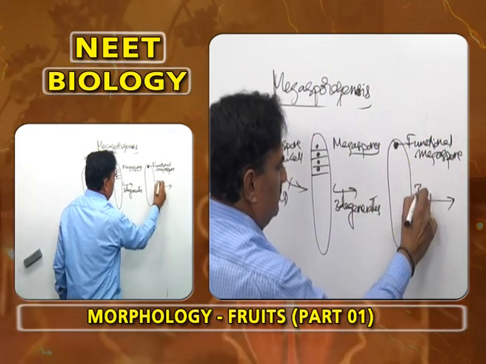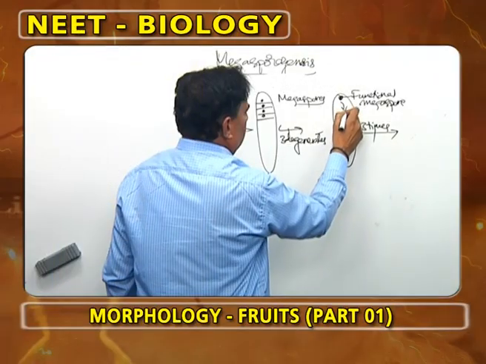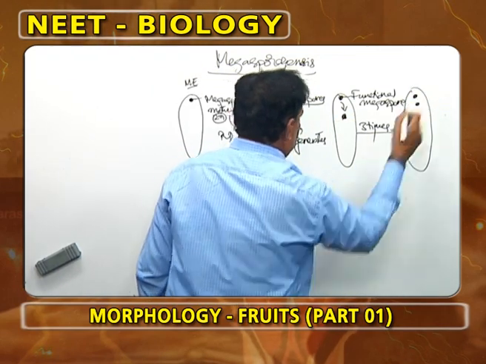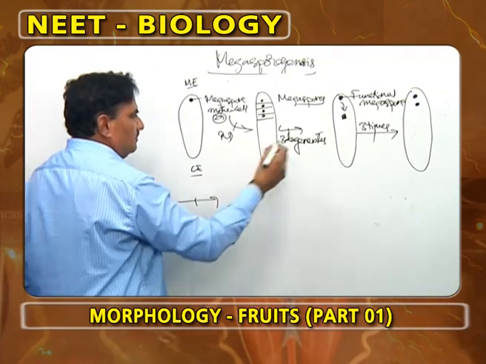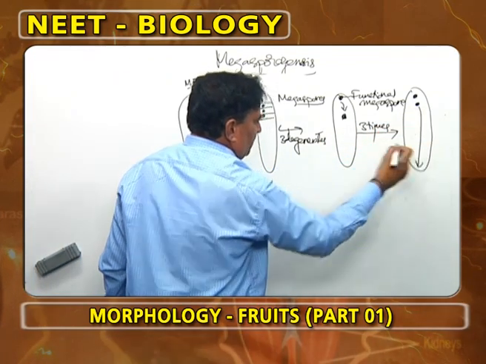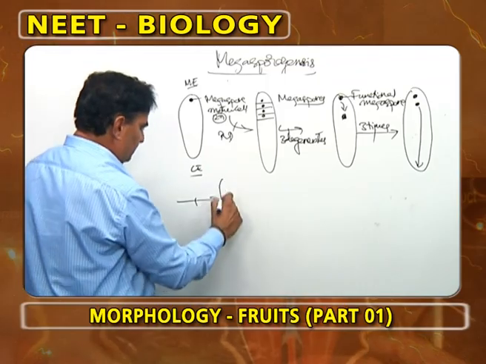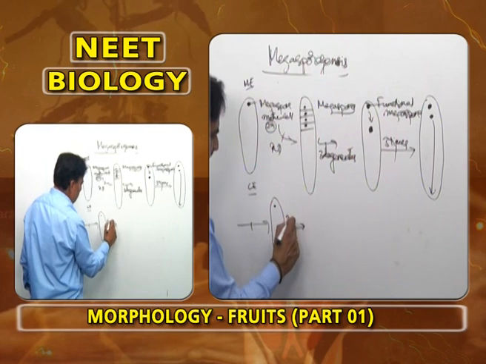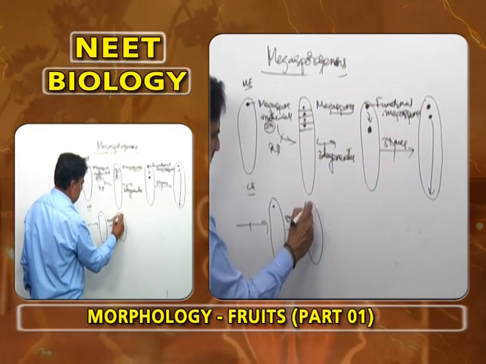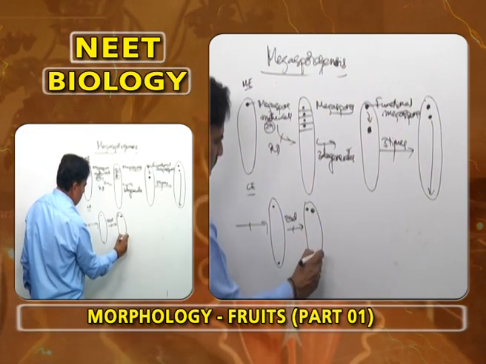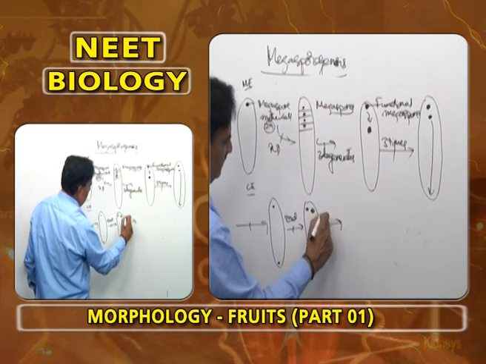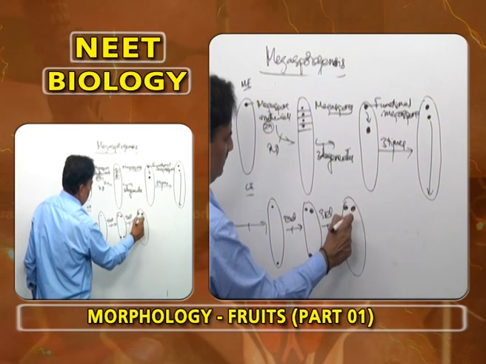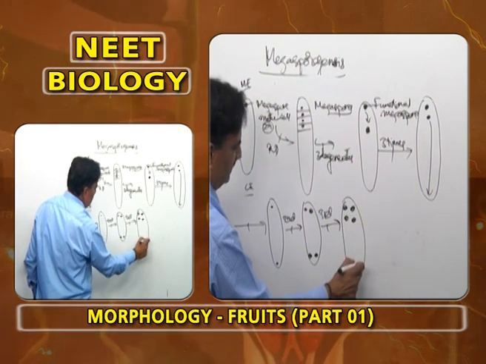3 mitotic divisions. The first mitotic division produces 2 nuclei. Second, out of the 2, both are present at the micropylar end, and one slowly comes to the chalaza end. Now, one is at the micropylar end, one is at the chalaza end. Now, the second mitotic division takes place, 4 nuclei are formed, 2 at the micropylar end, 2 at the chalaza end. The third mitotic division takes place, 8 nuclei are formed, 4 at the micropylar end and 4 at the chalaza end.